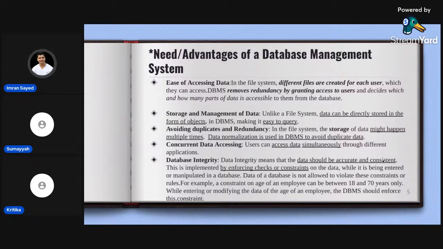Data should be accurate and consistent. So I said consistent, I missed the accurate part. By enforcing checks or constraints.